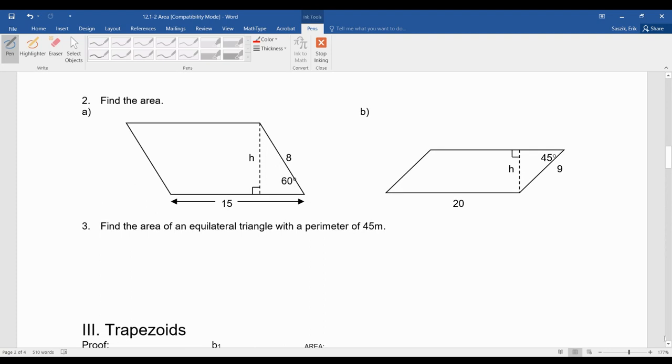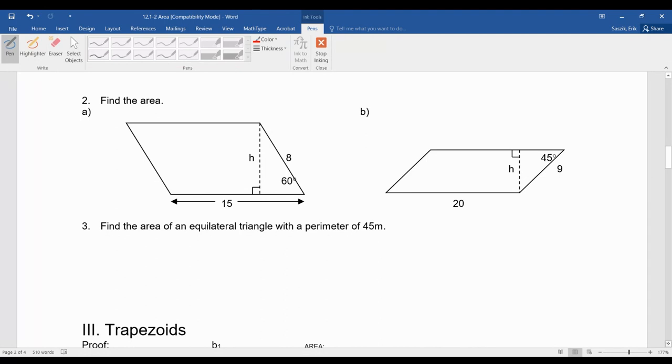All right, on the back side, you can do these top 3 problems and 2A, 2B, and 3. Try to do number 3 over on the left-hand side, and then we're going to use the right-hand side for something else in a moment. Okay?